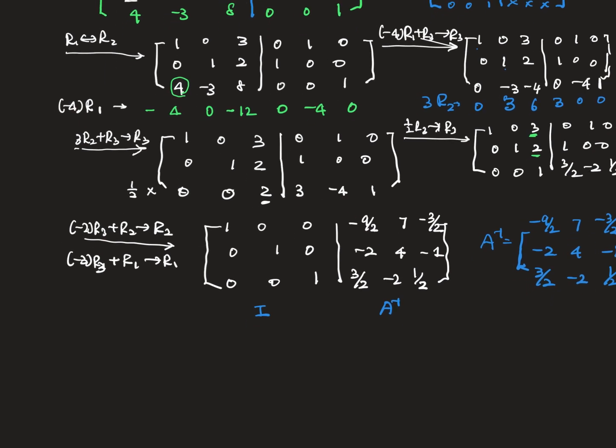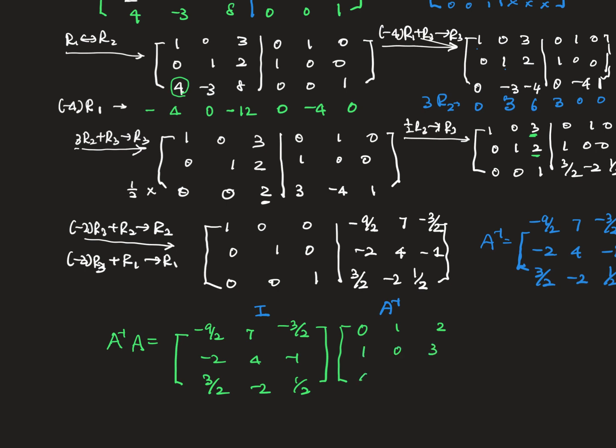So we can confirm whether your inverse matrix is right or wrong. You can check this one. A inverse times A, what do you have to do? What's the output of the multiplication? A matrix. What is the A matrix, guys? A matrix is 0, 1, 2, 1, 0, 3, 4, negative 3, 8. So this is A inverse, this is A. What is going to be the output? You'll say it's going to be the identity: 1, 0, 0, 0, 1, 0, 0, 0, 1.